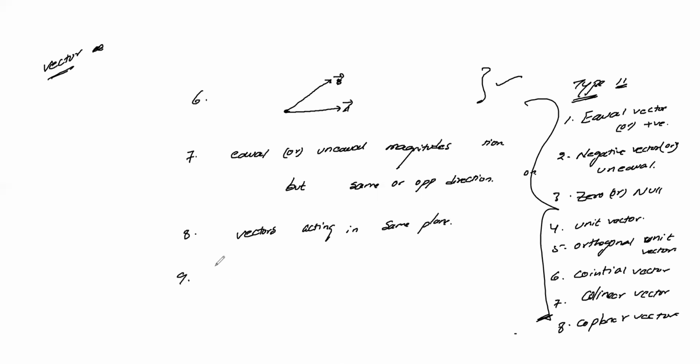Ninth one, localized vectors. Earlier we discussed the axial point. Similar to that, a localized vector is a vector whose initial point is fixed. With respect to the initial fixed point, when the object was moving, we call it a localized vector. Tenth one, non-localized vector: a vector whose initial point is not fixed.